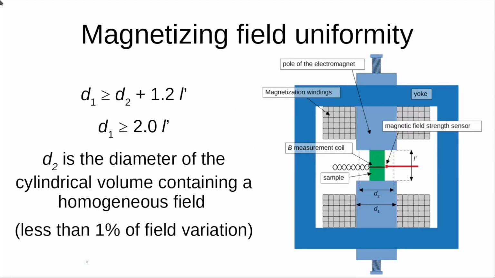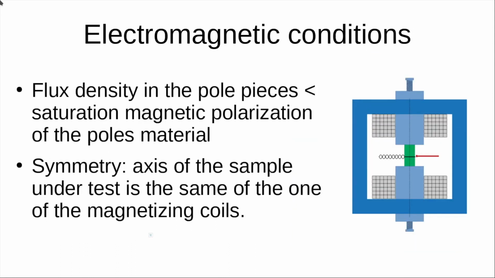The uniformity of the magnetizing field is guaranteed when the following geometric conditions are met. D2 represents the diameter of the cylinder where the field is uniform. D1 is the diameter of the pole. L is the distance between the poles that corresponds to the length of the sample. The poles of the electromagnet have to be designed according to the following criteria. The saturation magnetic polarization of the poles material has to be far from the values of flux density used during the measurements. The sample and the poles must have the same axis.